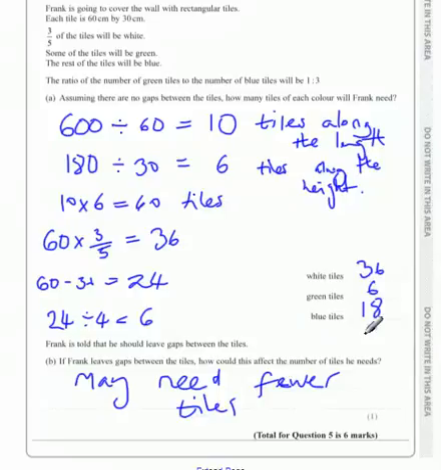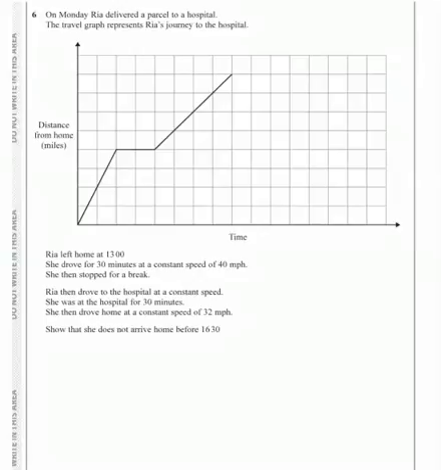Cool. Okay, here we have got a distance time graph, and we've got a bit of information about the journey here. So let's start filling in the information we've got. So we've got that Ria leaves at 1 o'clock, 1300 hours. Then drive for 30 minutes at a constant rate of 40 miles per hour and takes a break. So that is our break here, and that's taken 30 minutes.